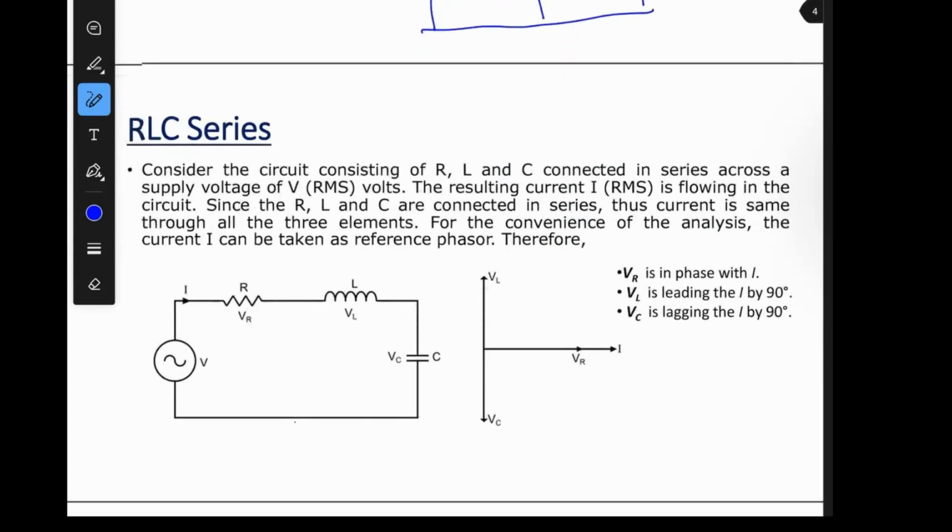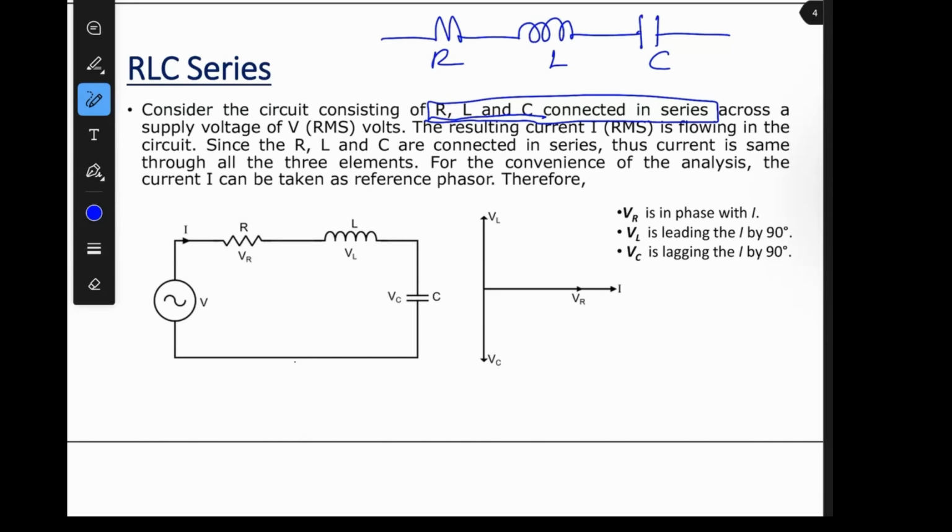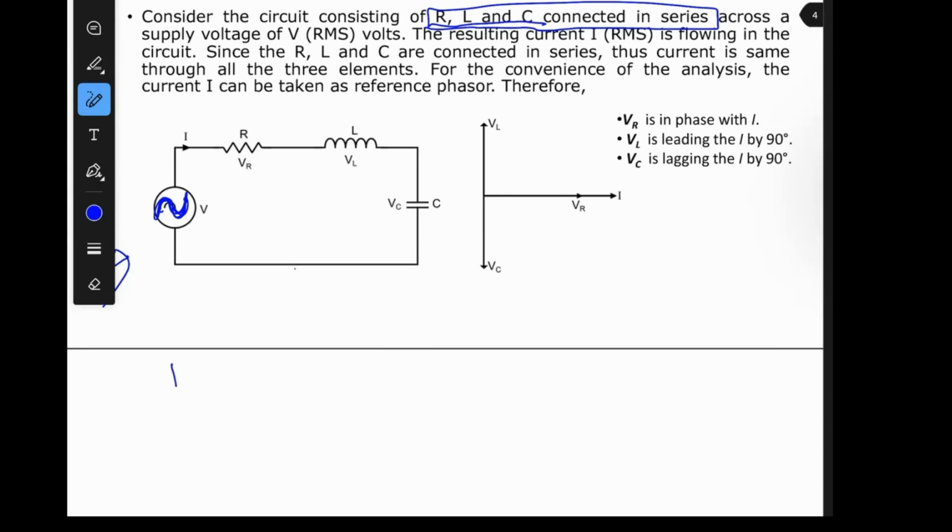Okay, now we start with RLC series. As mentioned before, RLC series means that R, L, and C are connected in series. For example, this circuit, we have a voltage source. This is an AC signal. This symbol is for AC, a sine wave. For DC, the symbol is plus, minus. So plus minus is a DC source. This one is AC.